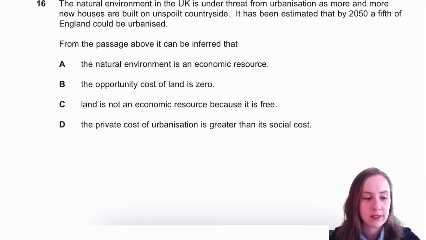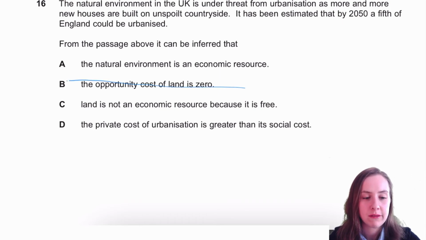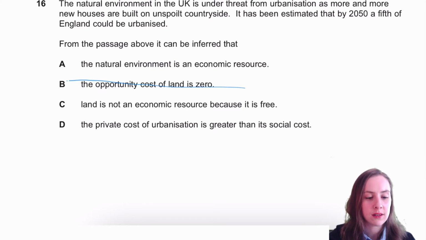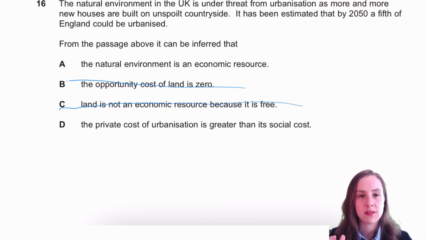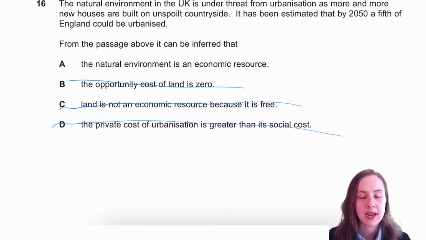I think everything is wrong aside from the first one. There is an opportunity cost. If you urbanize land, you will spoil the countryside. Land is an economic resource and it is not free. The private cost of urbanization is greater. No, there's a greater social cost because the countryside has been damaged. So there's been a negative production externality. And we're left with land being an economic resource. Yeah, because it says that it's been used to urbanize, it's been used to build stuff.